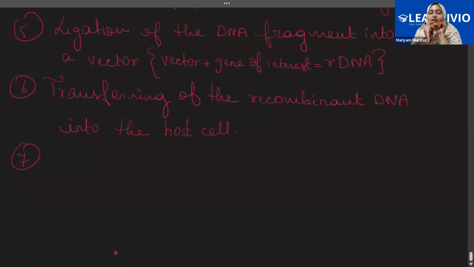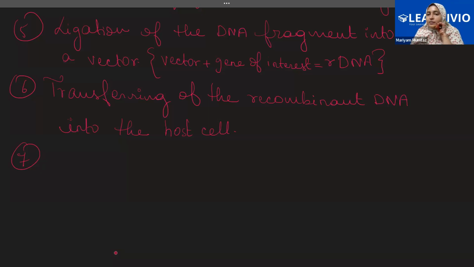Now, after it has been transferred into the host cell, what do you expect the host cell to do? You can imagine an answer. You don't have to be right. For example, your courier reached the customer. Now, what do you want the customer to do? The customer should use the product, right? And also write a review about you, that okay, it was good. The product was nice. Maybe post a story, right? All of these things you would want.